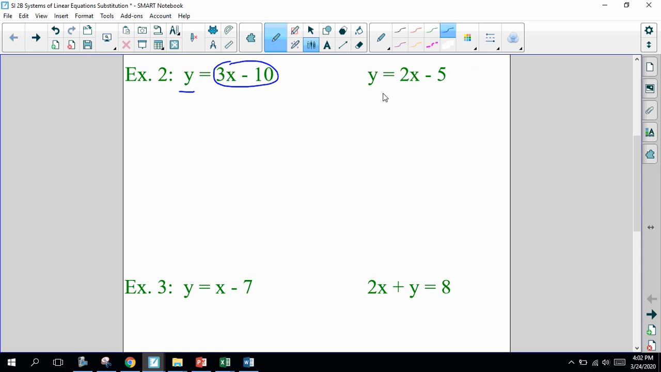So that means over in my other equation where there's a y, I'm going to underline it because that's what's getting replaced. And in its place, I put 3x minus 10. Bring the y down as 3x minus 10. I bring the equal sign down. The 2x minus 5 comes down.